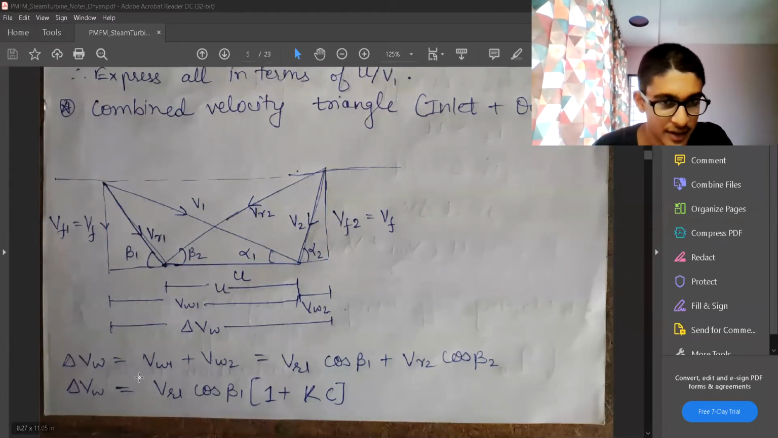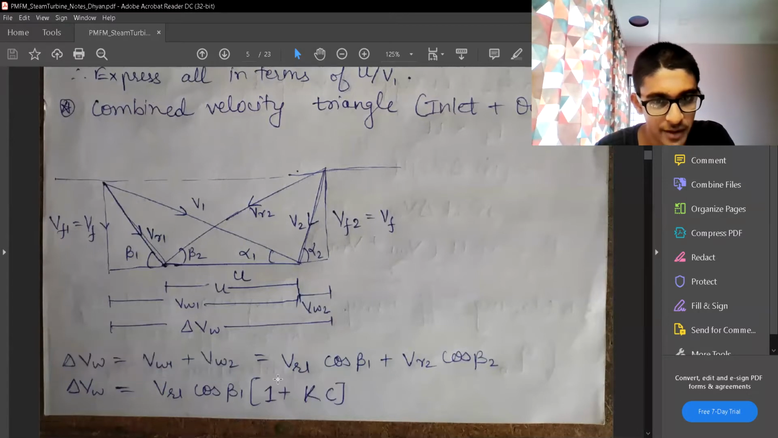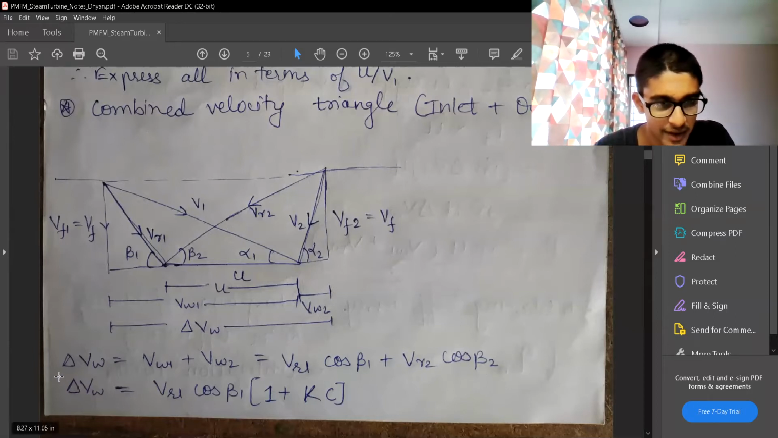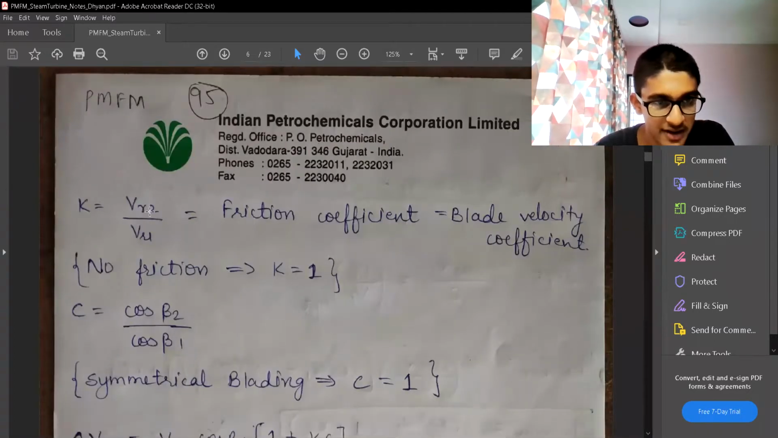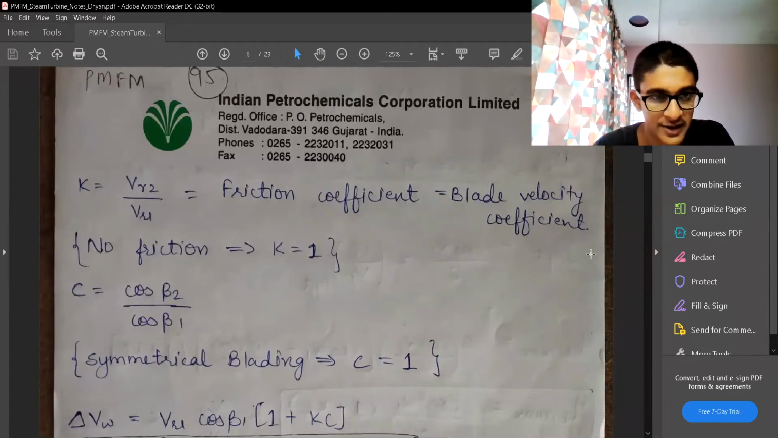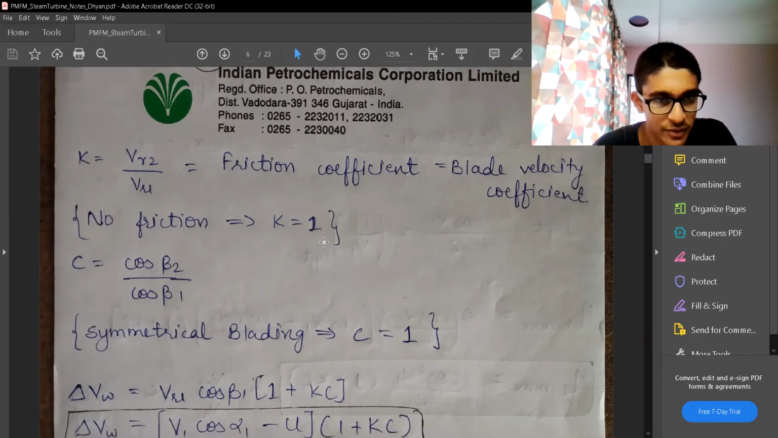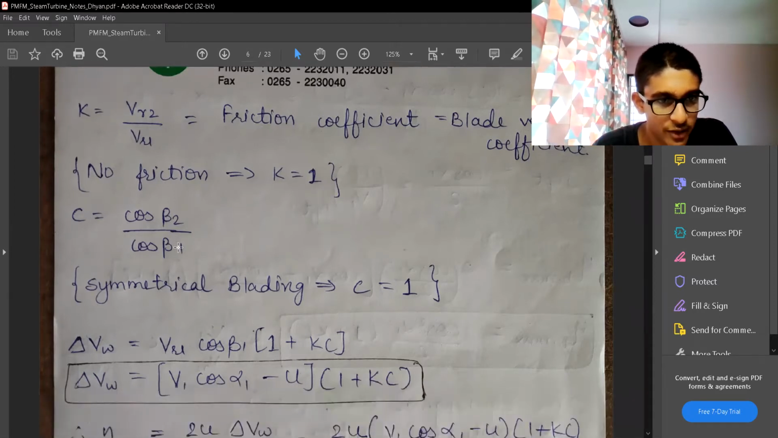Now, let's make one very important conclusion from the combined velocity triangle. So delta VW was defined as VW1 plus VW2. And from the velocity triangle, we can write VW1 as VR1 cos beta1 and VW2 is equal to VR2 cos beta2. That means we can write delta VW as VR1 cos beta1 into (1 plus Kc). And how are K and C defined? K is VR2 by VR1, that is the friction coefficient which I explained earlier. And if there is no friction or no mention about friction coefficient, we can assume it to be 1. C is cos beta2 by cos beta1.